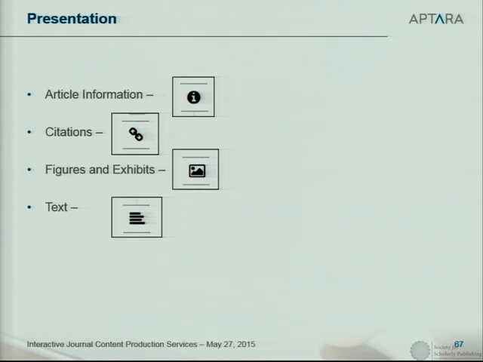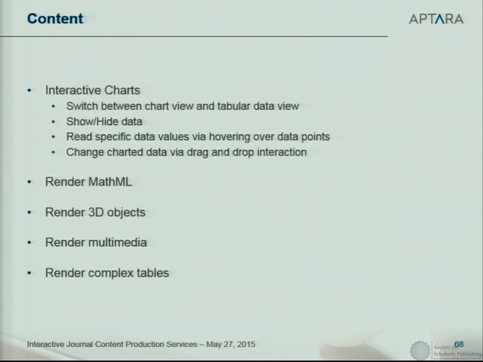What we've done is we have used the eLife Lens framework, which is a completely open source framework, and we've used HTML5 objects and libraries to create interactive charts, which switch between chart view and tabular data. Will let you show and hide data. You can look at specific data points. You can change data to see how it affects the rest of the chart. This framework renders MathML, so you have accessibility. We've put in some ability to do 3D objects. Multimedia comes with the framework, so you can do audio and video. And we've also got the ability to render complex tables in an accessible way as well.